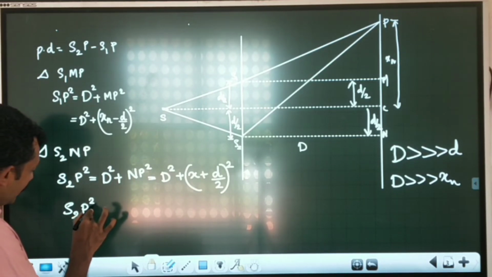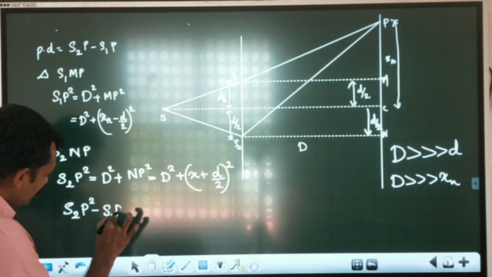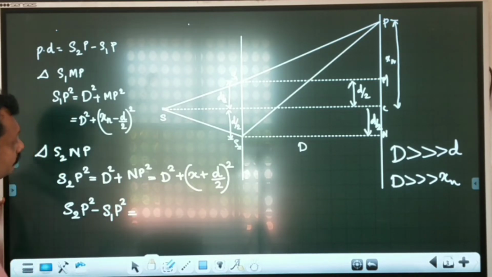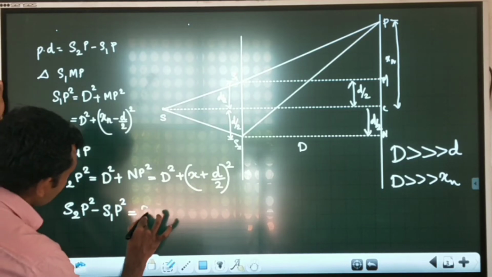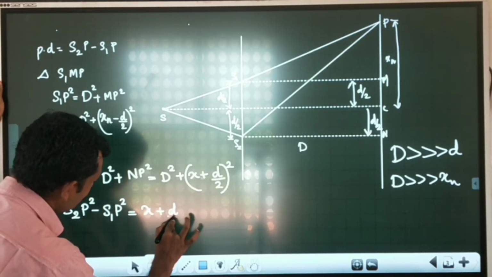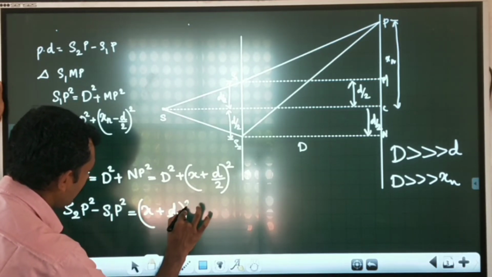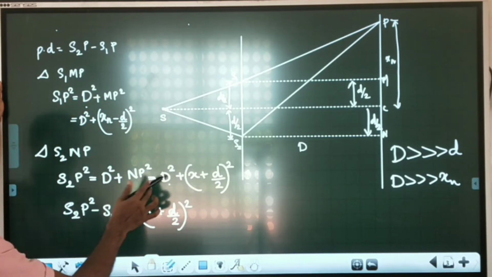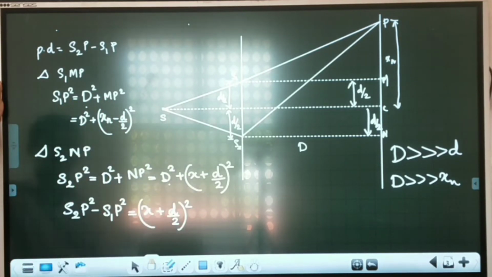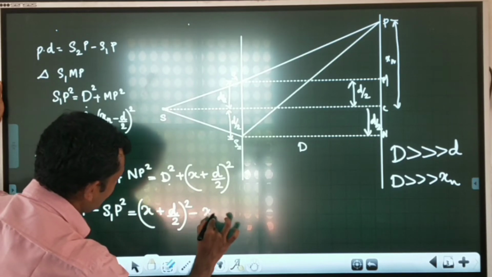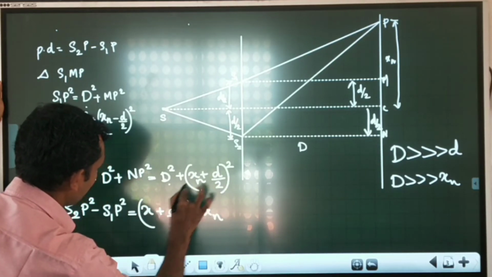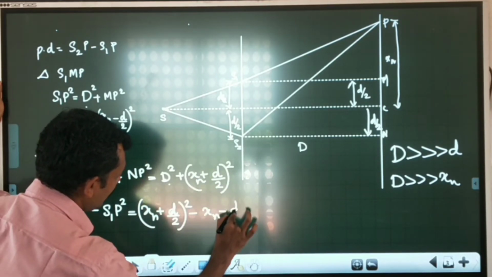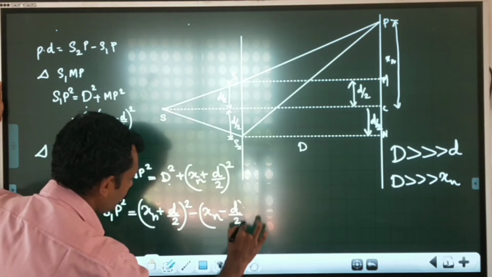S2P square minus S1P square is equal to, when you take the difference of these two equations, you will get xn plus d by 2, the whole square. I am taking the difference of this equation by this equation. D square minus D square is equal to xn plus d by 2 the whole square minus xn minus d by 2 the whole square, right?